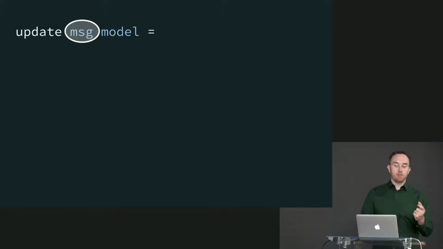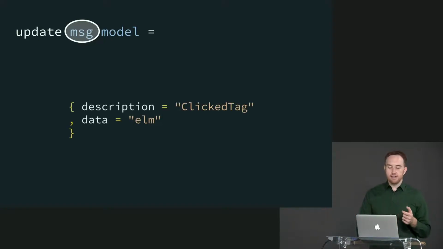This is a value that comes in from the outside world that describes what just happened. So this could be a user interaction, like for example, the user clicked on one of these tags. It could be the user typing something in. Or it could even be, as we will later see, something like a message coming in from the server. Point is, a message describes something that just happened. Using these two ingredients of the message and the model, we can decide what new model to return.